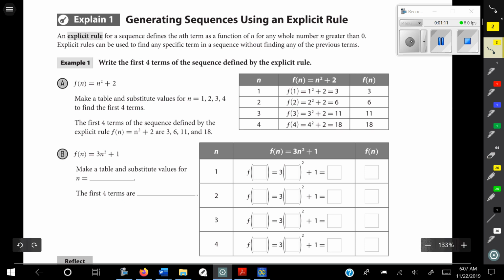You'll do 1 squared plus 2, and that's going to get you 3. 2 squared plus 2 equals 6. 3 squared plus 2 equals 11. And then you're going to put whatever you find out right here: 3, 6, 11, and 18. So the actual sequence right here is 3, 6, 11, and 18.